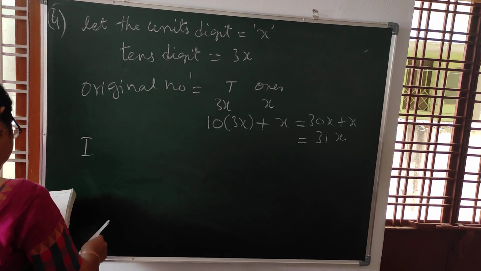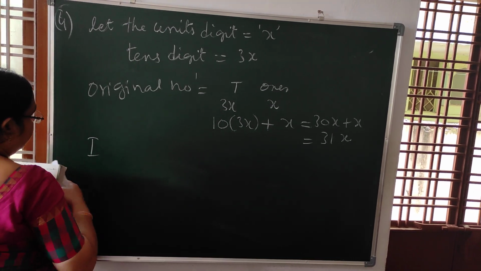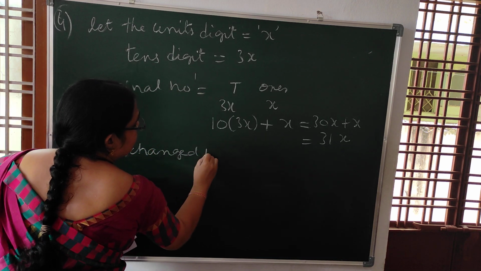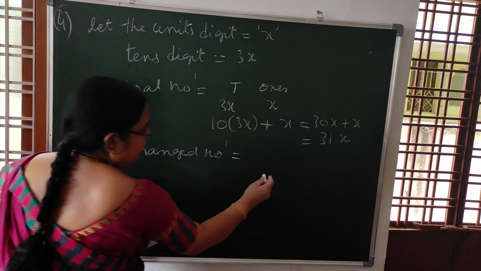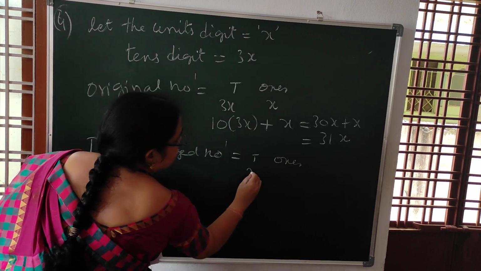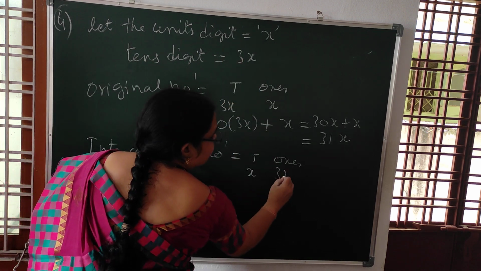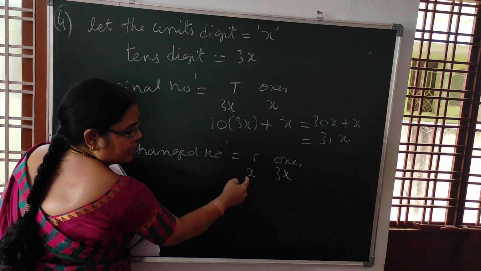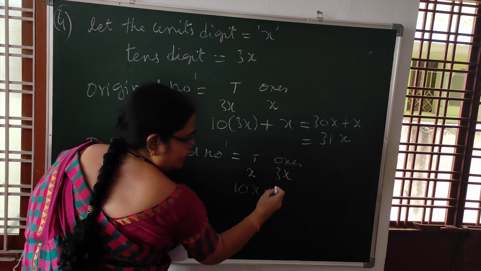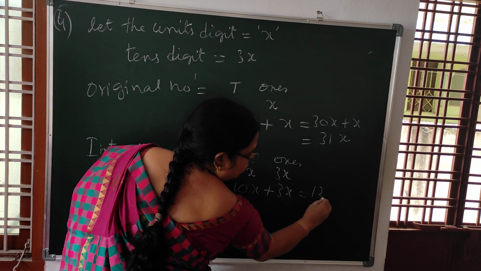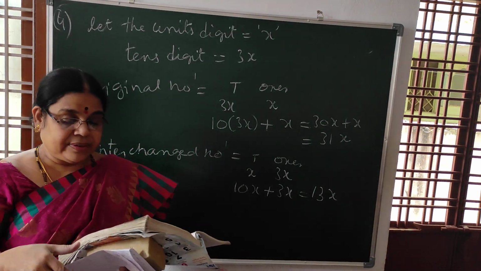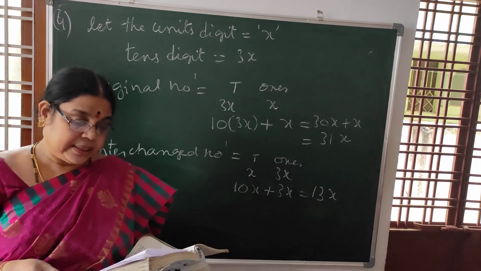If you interchange the digits, find out the interchanged number or new number. Here ones place is x. So now tens place becomes x. Ones place becomes 3x. How to find the number? Tens place must be multiplied by 10. So 10x plus 3x multiplied by 1. This is equal to 13x. Original number is 31x and interchanged number is 13x.